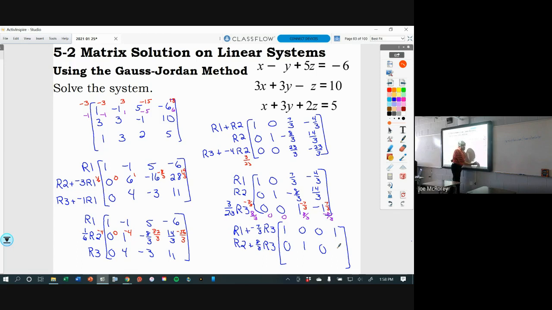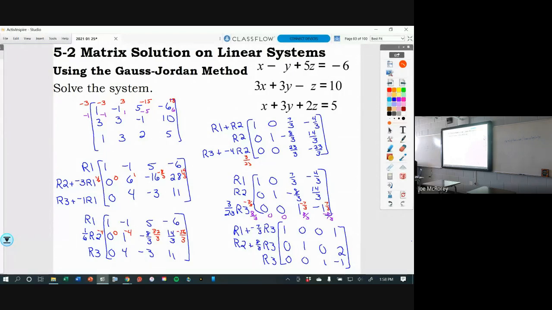6/3, which is 2. And I'm happy with row 3 the way it is. So after we did row 1 plus -7/3 row 3, couldn't we plug in the values for x and z and find y? Oh, of course.